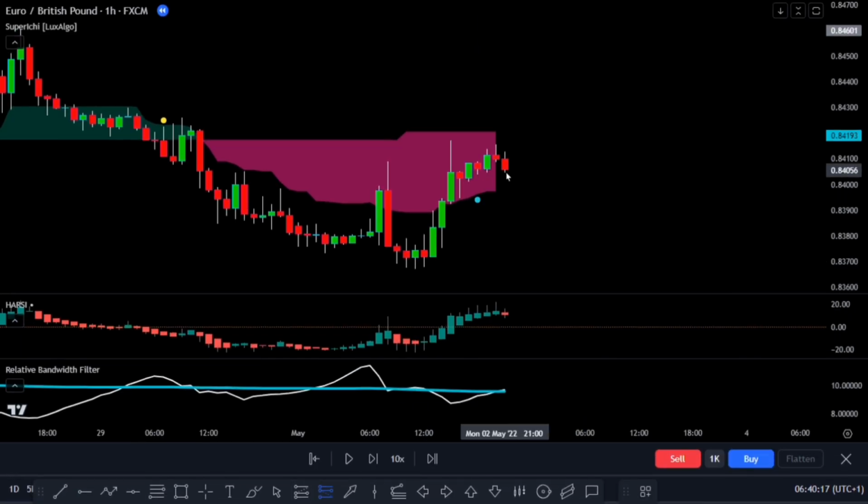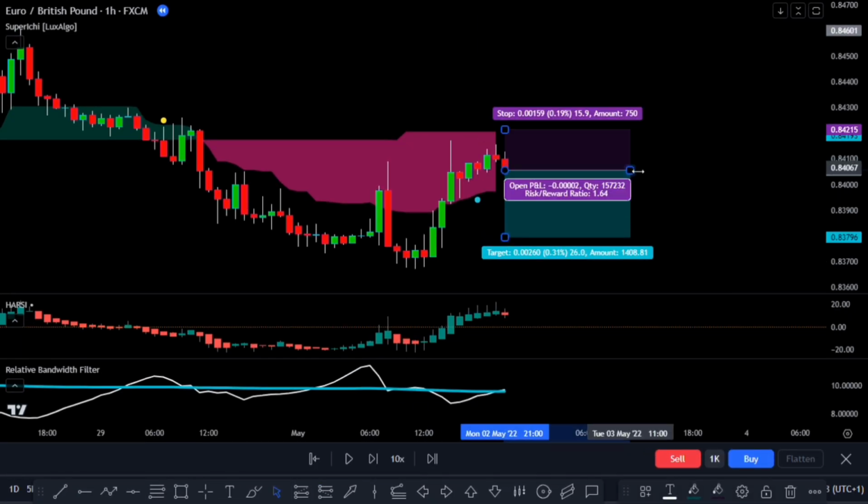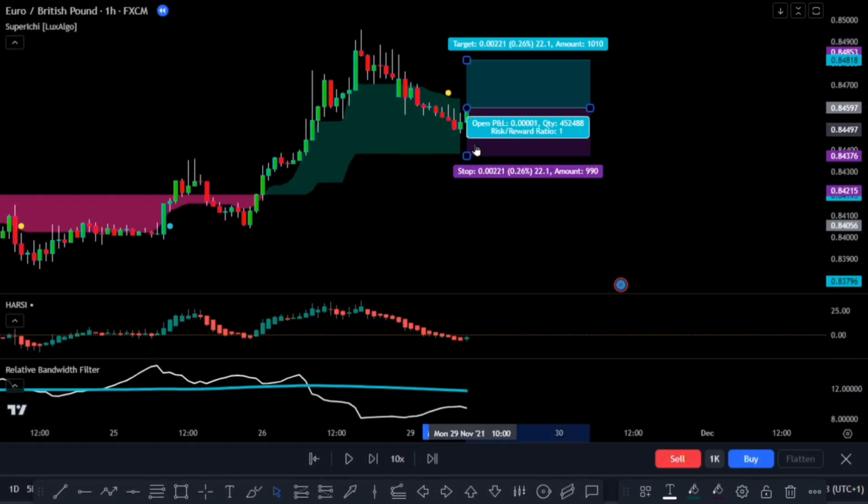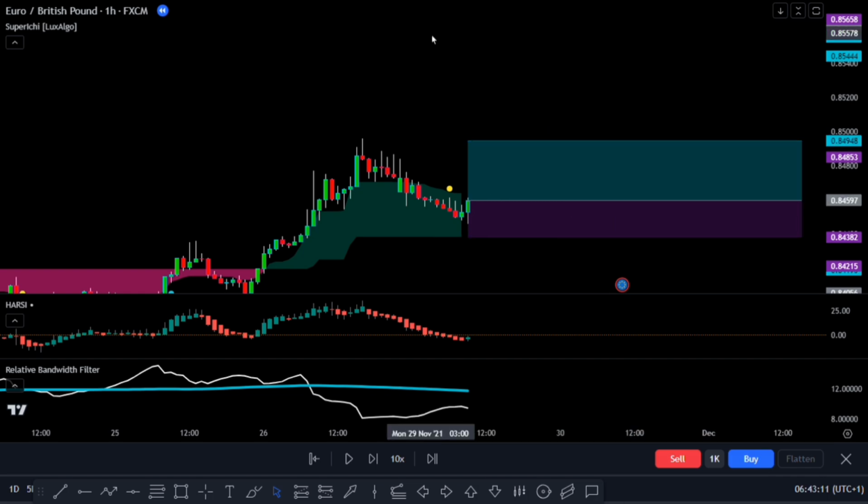In conclusion, I would say this trading strategy is pretty good. However, if you want to get better results, I would highly suggest you backtest it with the indicators I just showed you.